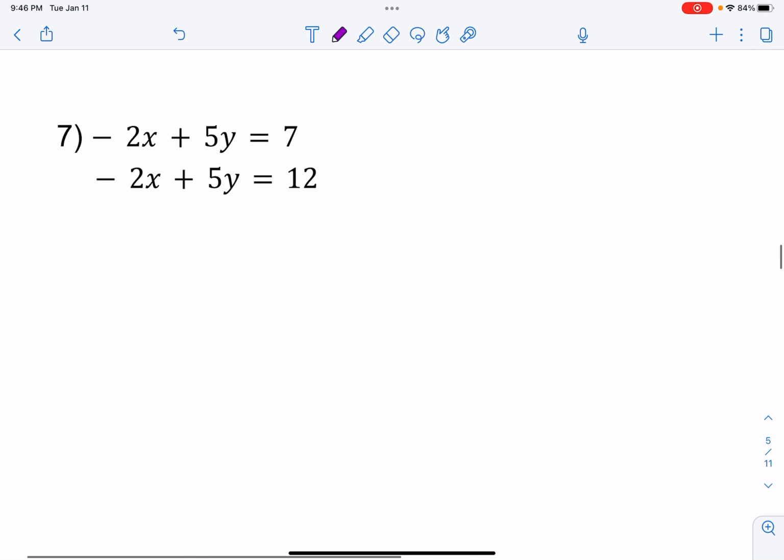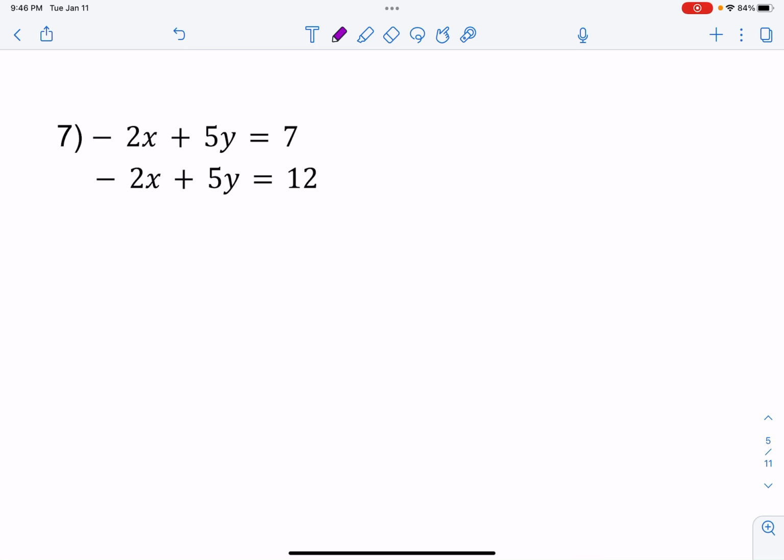Alrighty, on to number 7. So again, looking at number 7, you can just kind of look at it and see a little bit that it's going to be a special case of ours. So we have -2x plus 5y equals 7, and -2x plus 5y equals 12. So right now, if we add these two equations together, nothing is going to eliminate. But if we multiply one of these equations by -1, then we can get something to eliminate.